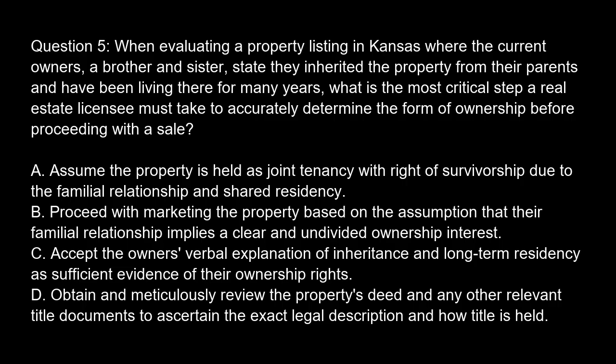Option A. Assume the property is held as joint tenancy with right of survivorship due to the familial relationship and shared residency. Option B. Proceed with marketing the property based on the assumption that their familial relationship implies a clear and undivided ownership interest. Option C. Accept the owner's verbal explanation of inheritance and long-term residency as sufficient evidence of their ownership rights. Option D. Obtain and meticulously review the property's deed and any other relevant title documents to ascertain the exact legal description and how title is held.